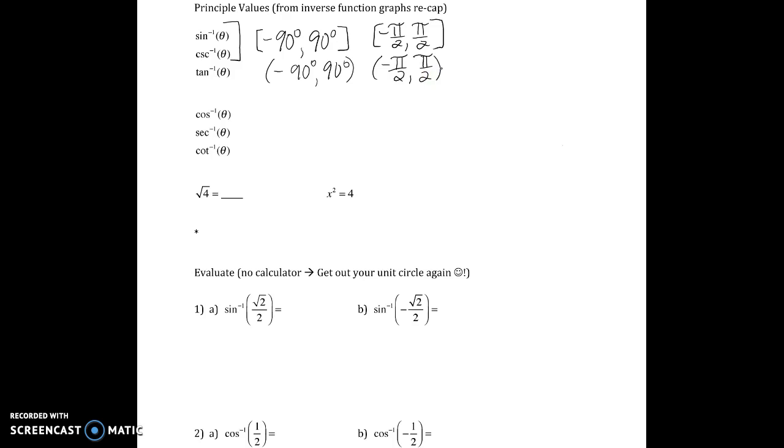Now when we're choosing between the quadrants, because we're going to be going back to some unit circle stuff, we're looking between quadrant 1 and quadrant 4, but the trick with quadrant 4 is the angle value is going to be negative.